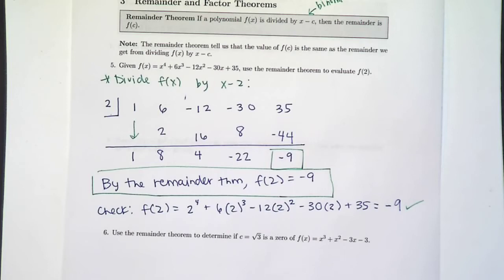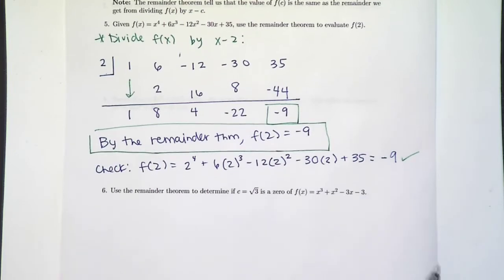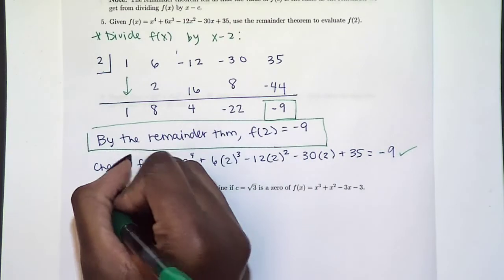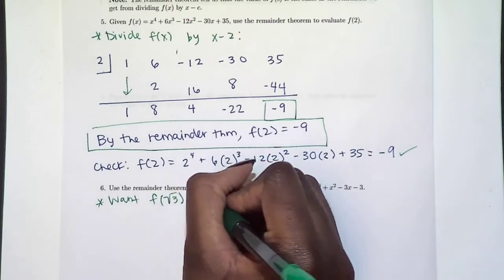All right, so let's talk about another use of the remainder theorem. Remember how we can find the zeros of a polynomial. Basically, you set it equal to 0 and solve for x. But this one's a little difficult to set equal to 0 and solve. Well, we can use the remainder theorem to determine if a number we have in mind could be a 0. All right, so let's try to use the remainder theorem to determine if the square root of 3 is a 0. Basically, we want f of the square root of 3 to equal 0.